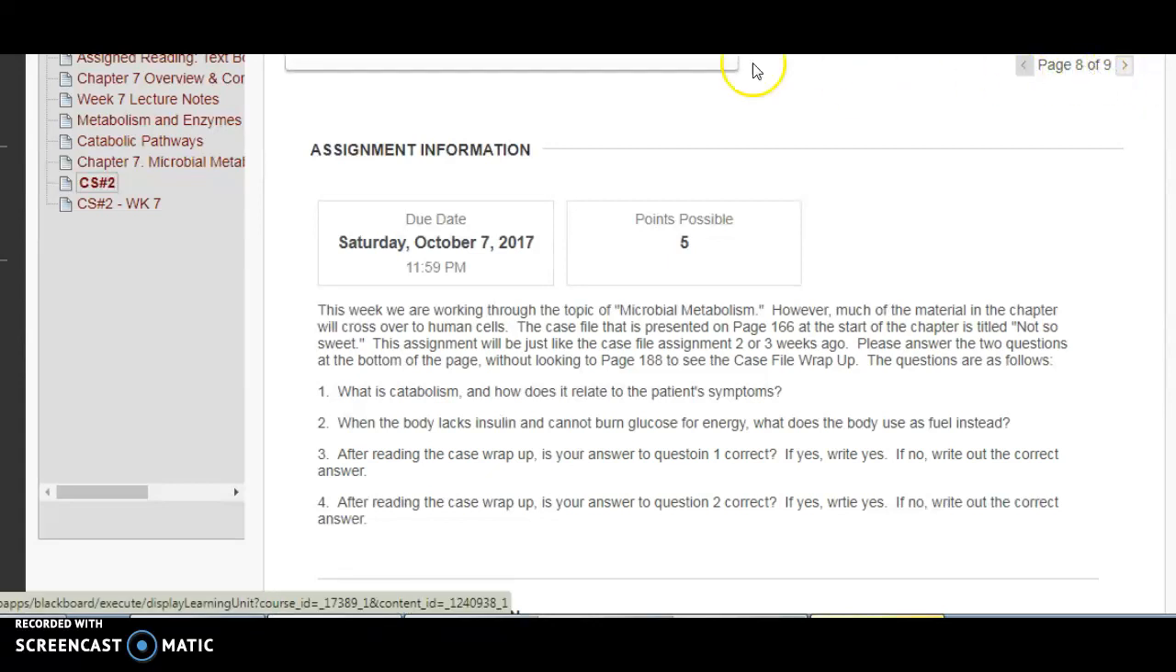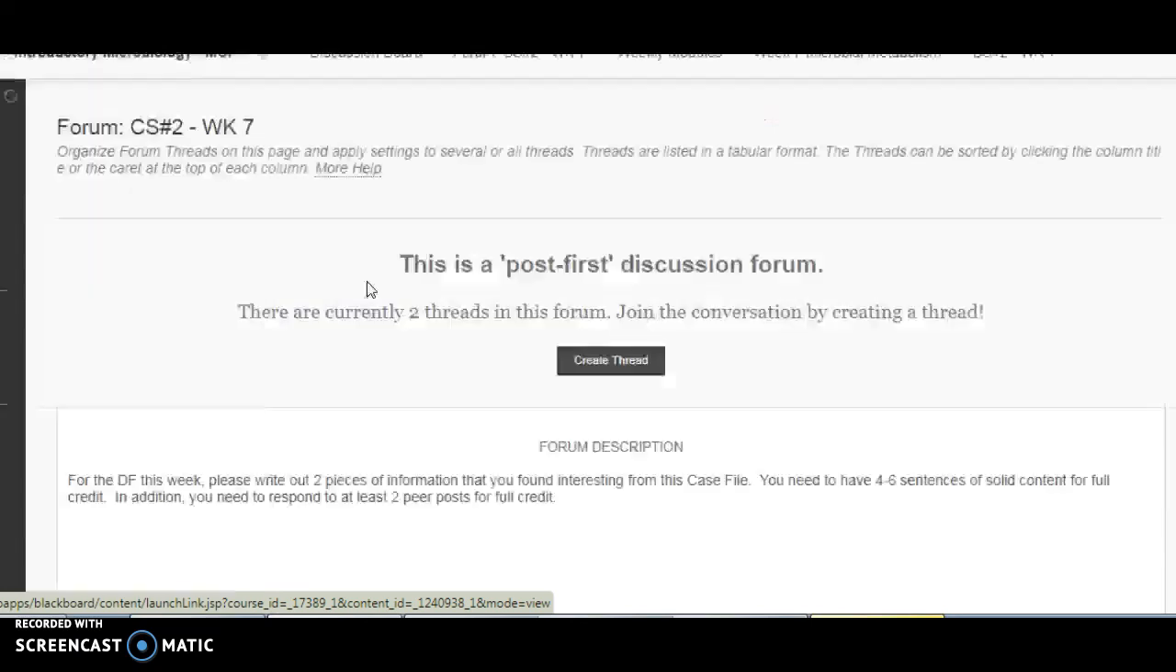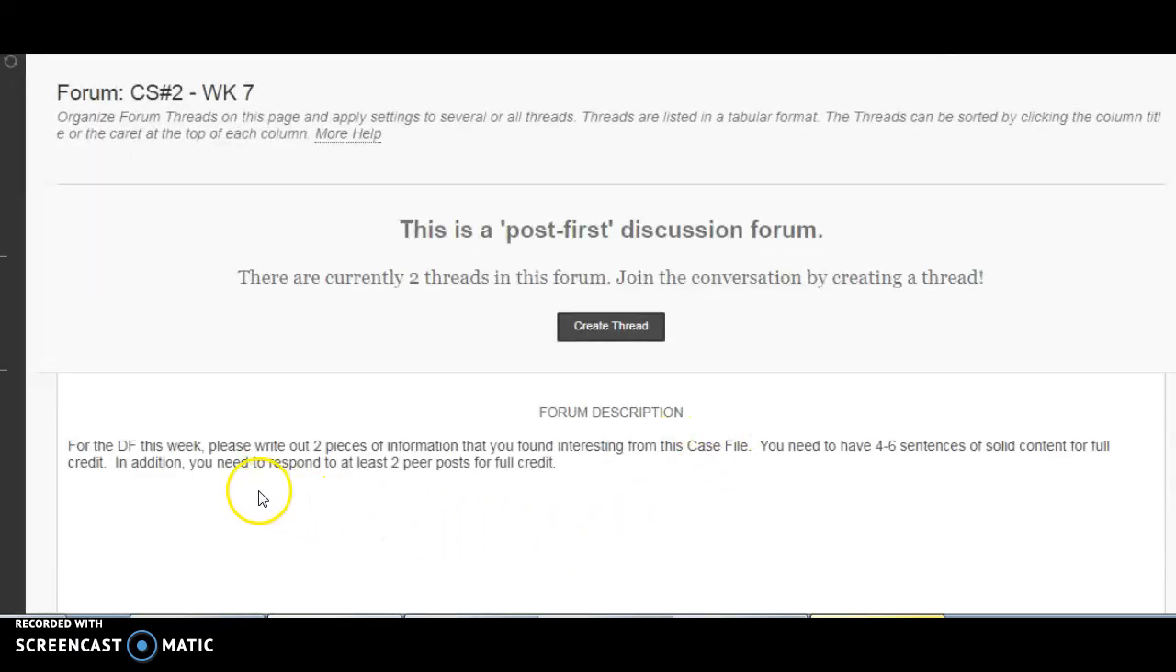All right, and then, okay, I'm leaving the assignment. All right, and then case study week 7. All right, here's the discussion forum. For the discussion forum this week, please write out 2 pieces of information that you found interesting from this case file. You need to have 4 to 6 sentences of solid content for full credit, and then I'd like you to respond to 2 peer posts for full credit, and try to add to the conversation here.